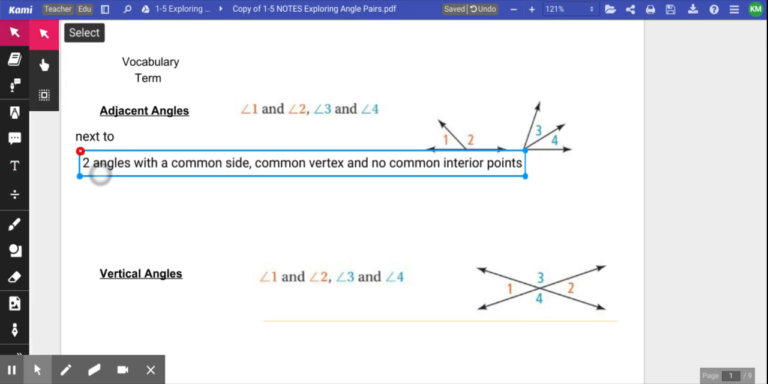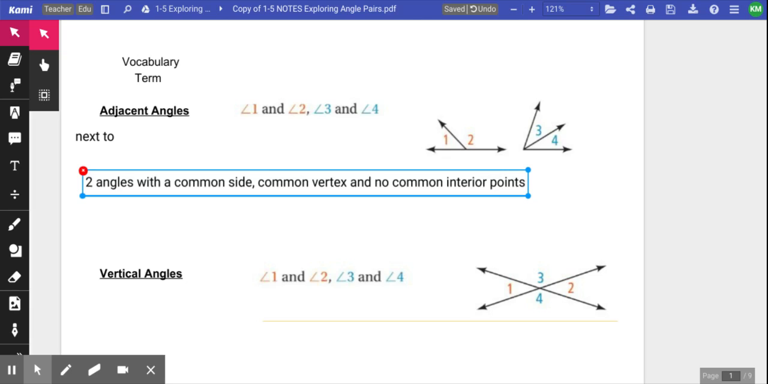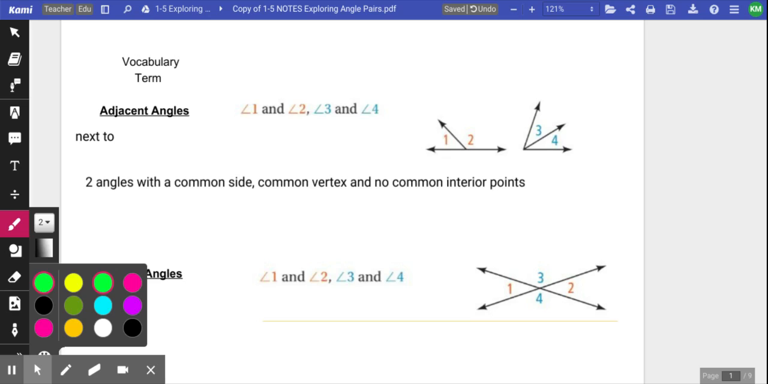So that is the definition of adjacent angles: 2 angles with a common side, a common vertex, but no common interior points. In these 2 diagrams, if I trace over the side that angle 1 and angle 2 share, they share this side right here. And if I do the same thing for angle 3 and angle 4, they share this side right there. So those are your adjacent angles.